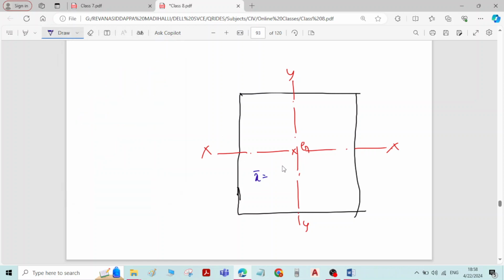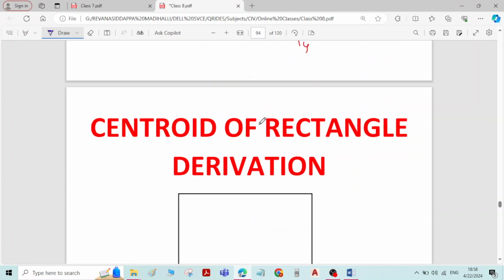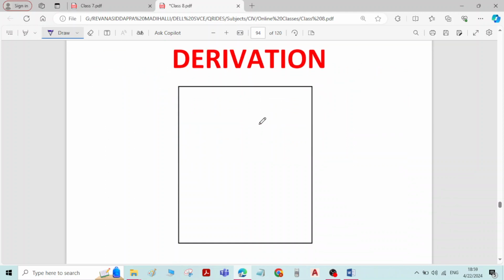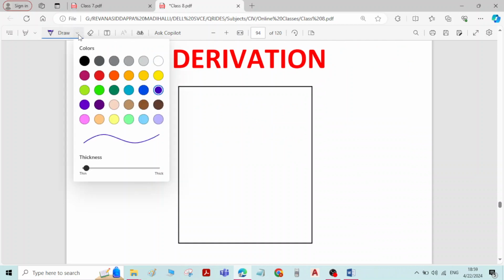X bar is equal to what? If I take b as the width of the rectangle and d as the depth of the rectangle, x bar is equal to b by 2 because it is symmetric about the y-axis. And y bar is equal to d by 2 because it is also symmetric about the x-axis. Okay, the formulas for x bar and y bar are known for a rectangle because of symmetry. But sometimes the derivation of this centroid of a rectangle will be asked in your examination. So we'll derive the equation from basic principles, or from first principles.